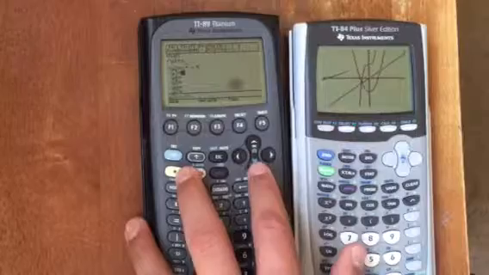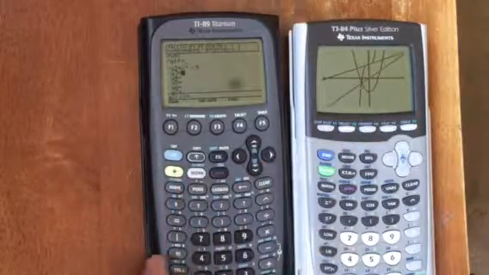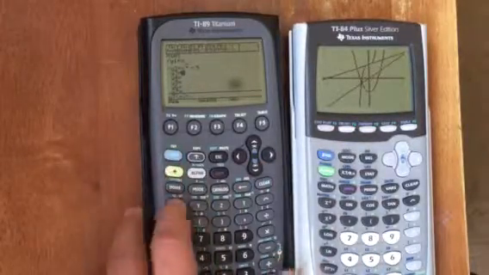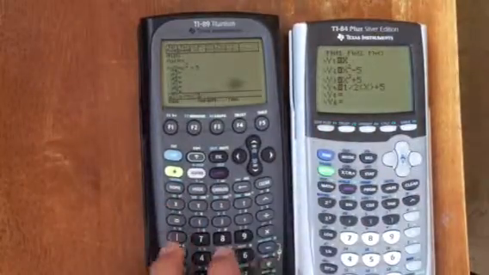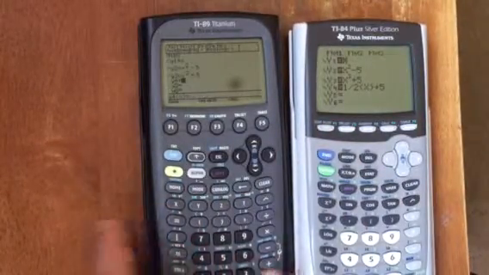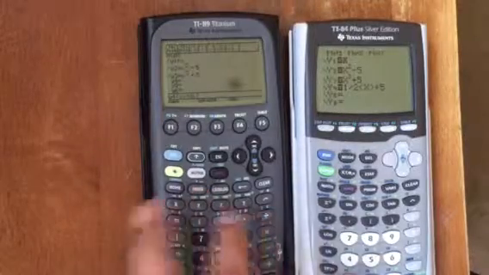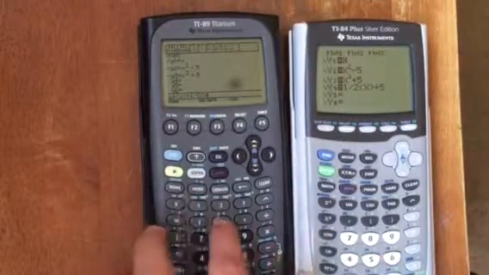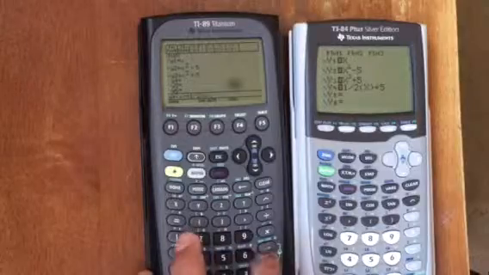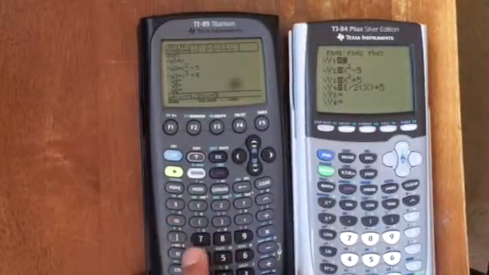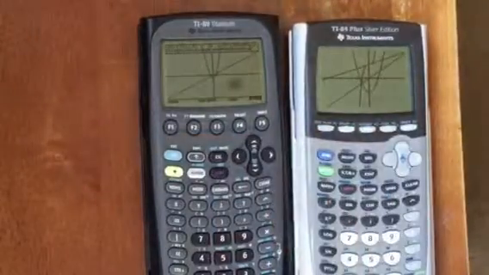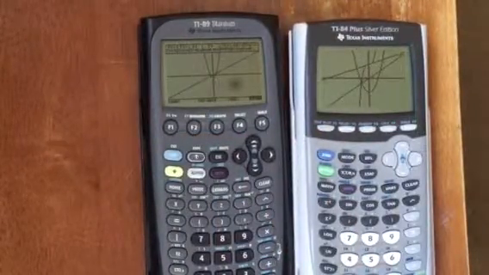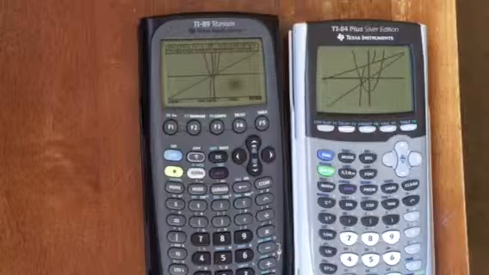Y equals, we did x cubed plus 5, and then 1 divided by 2x plus 5. I'm liking the 5s today. So there's our graph, looking pretty complicated there.